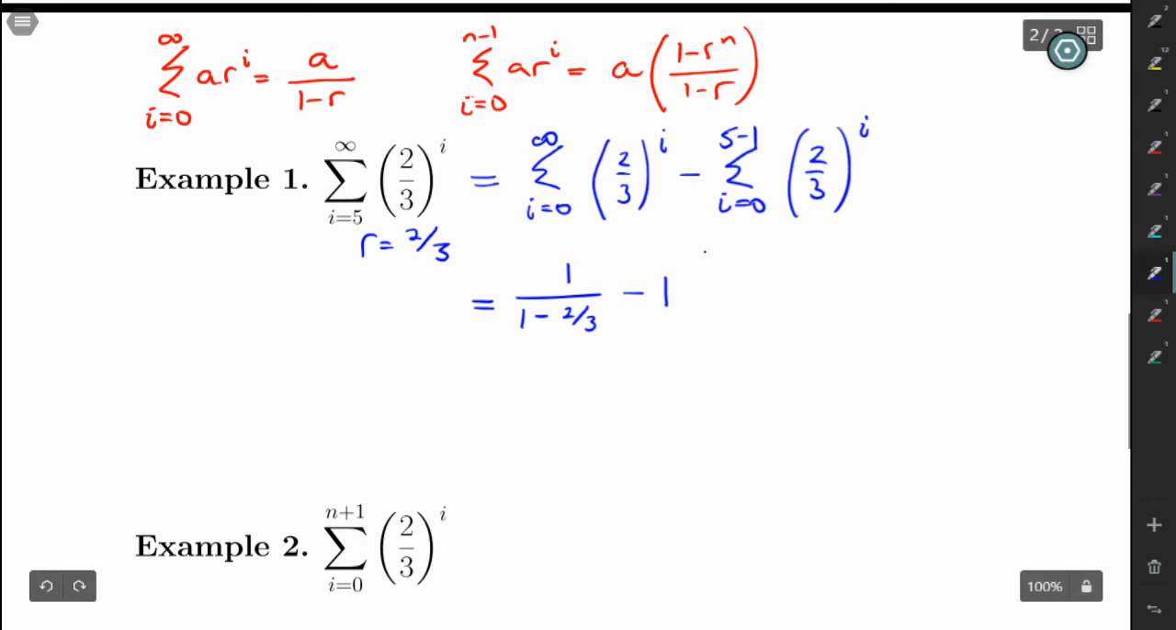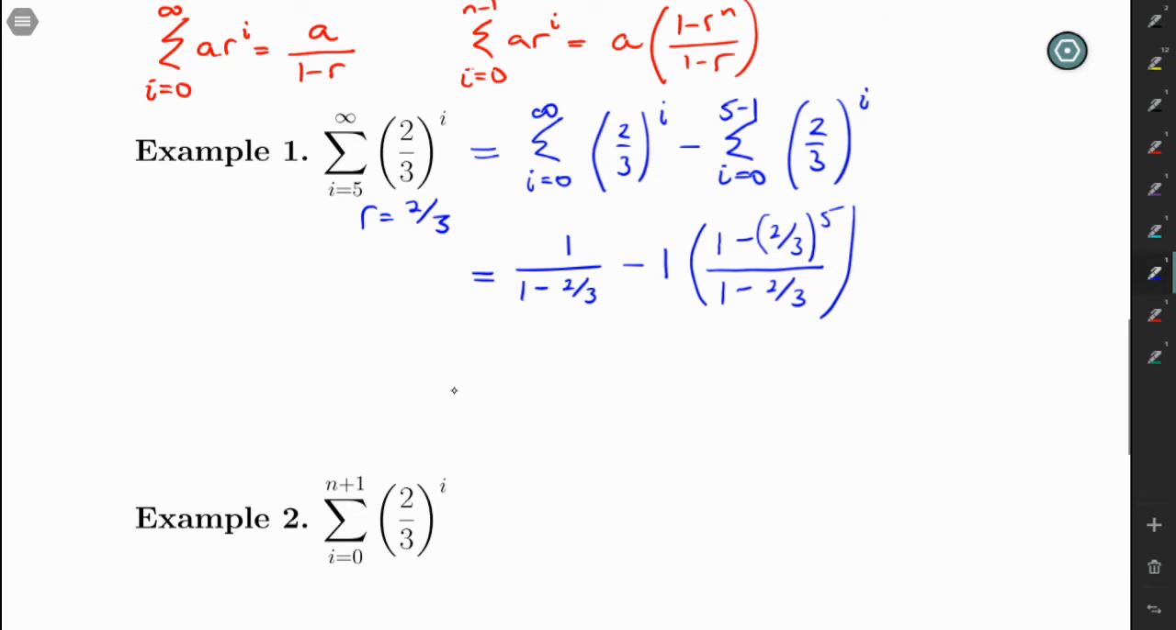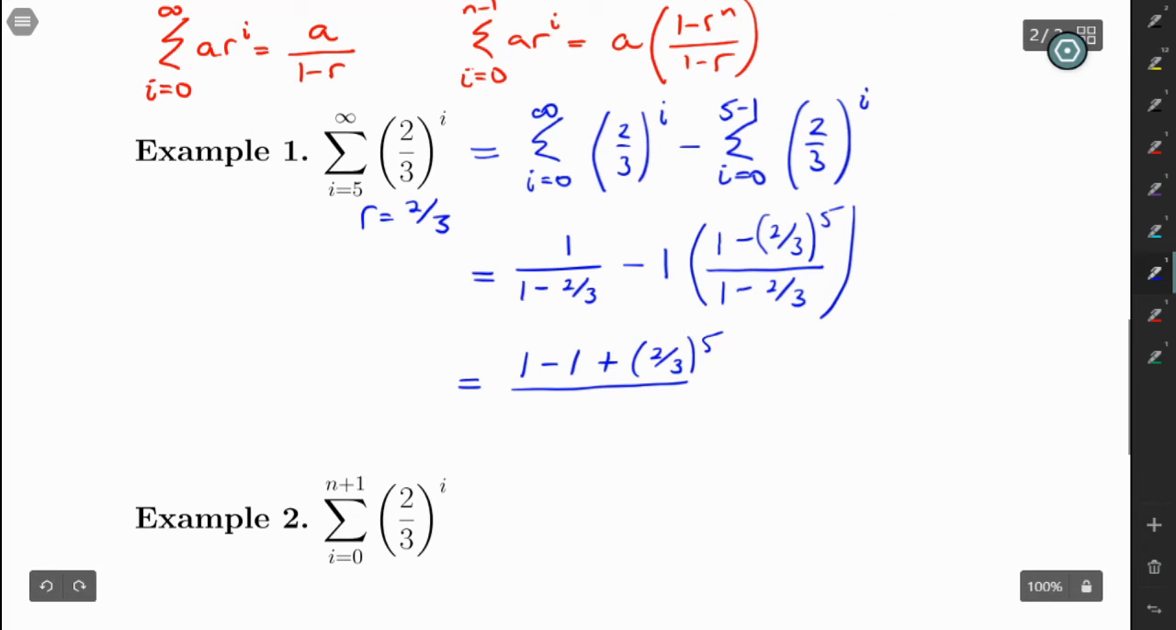So this is going to be 1 multiplied by 1 minus 2/3 to the power of 5. And then over 1 minus 2/3. And then we see that we have a common denominator here. So we can apply that. So in the numerator, we're going to get 1 minus 1. And then those two minuses turn into a plus. So this is going to be plus 2/3 to the power of 5. And then we'll have the common denominator of 1 minus 2/3.